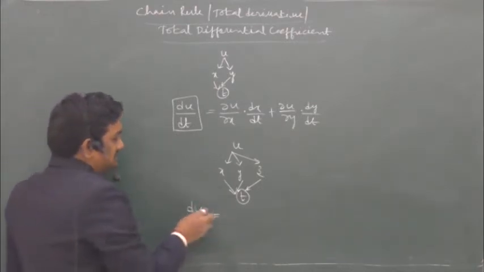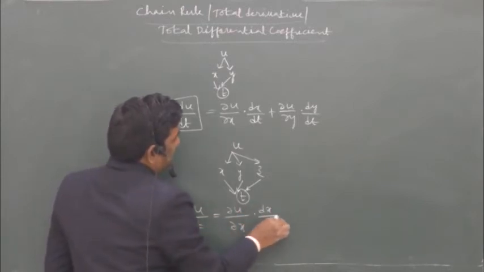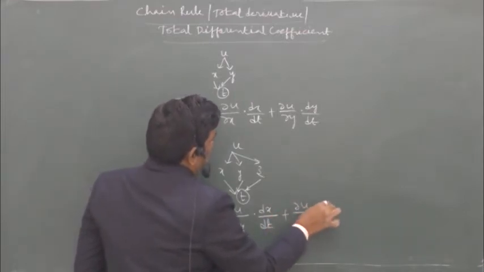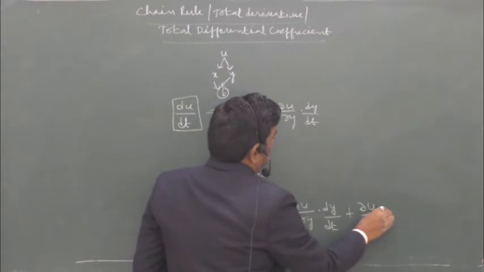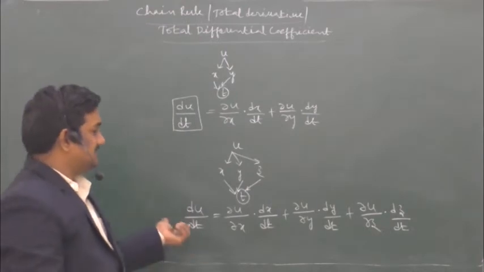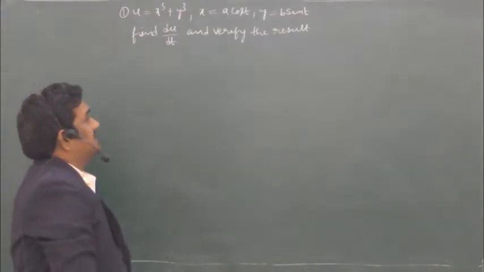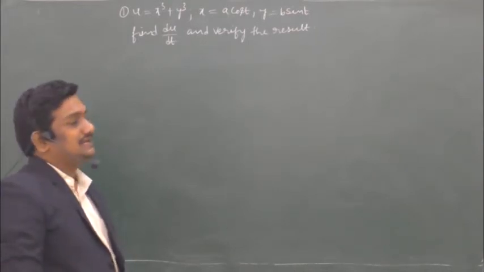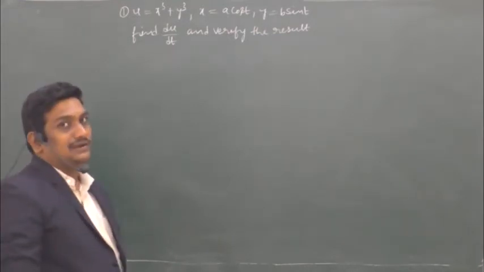This equals the partial derivative of u with respect to the first variable and derivative of x with respect to t, plus partial derivative of u with respect to the second variable and derivative of y with respect to t, plus derivative of u with respect to the third variable and derivative of z with respect to t. So this ordinary derivative is called the total derivative, and we have applied the chain rule. So let us take a problem. u equals x cube plus y cube, and x equals a cos t, y equals b sin t. We need du by dt, or the total derivative.